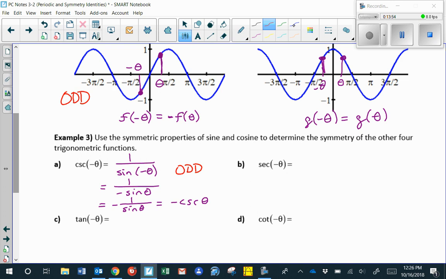Now let's take a look at secant. Secant of the opposite of theta is 1 over the cosine of the opposite of theta. Cosine of the opposite of theta is the same as cosine of theta, so that's equal to the secant of theta. So secant of the opposite of theta is equal to secant theta, which makes the secant function have the same symmetry as the cosine function. By the way, we're going to call the cosine function symmetry even, so that makes the secant function also an even function.